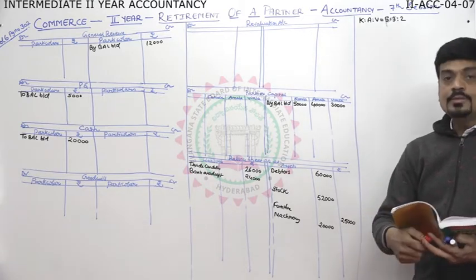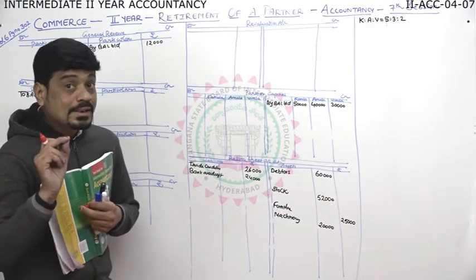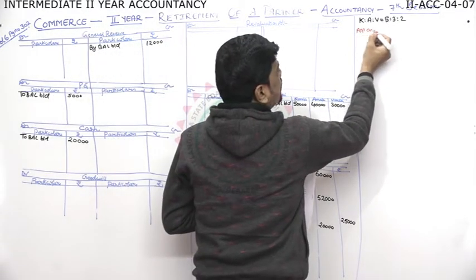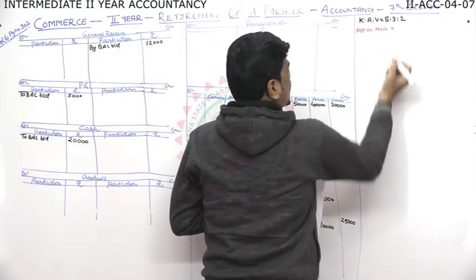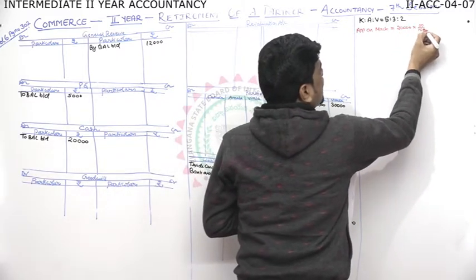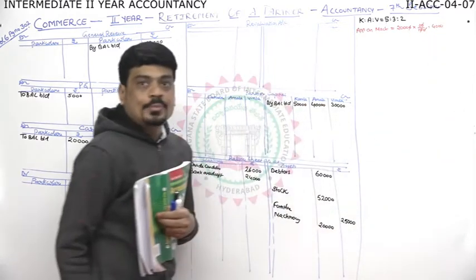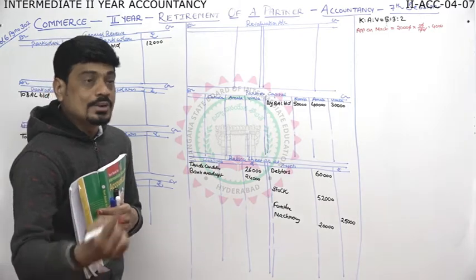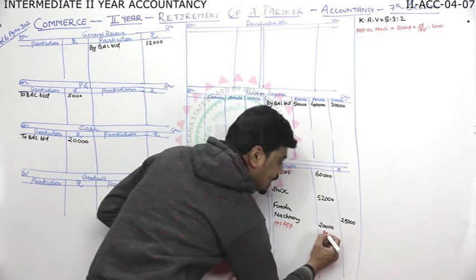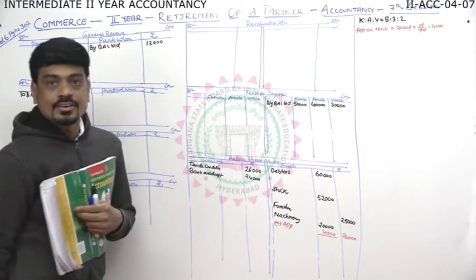They said appreciate machinery by 20%. So machinery is 20,000. 20%, it's not 10%. Better calculate. So appreciation on machinery. How much is machine value? It is 20,000 into 20 by 100. Zeros cancel. So 4,000 is appreciation. Generally 10% we assume. No, it's 20 given. So add appreciation 4,000. If you add 4,000, machine stands at 24,000.